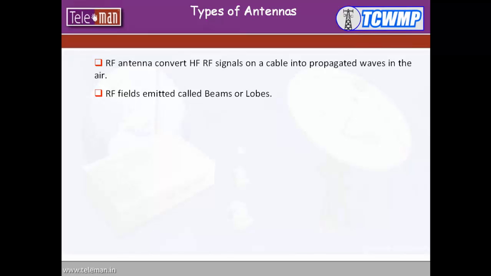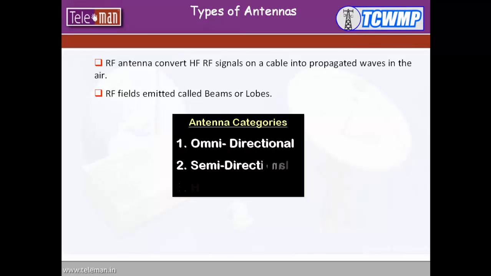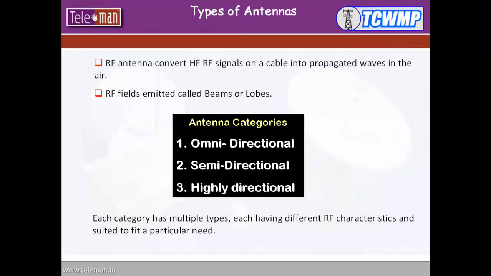Now we'll discuss different types of antennas. An RF antenna converts high frequency radio RF signals on a cable into propagated waves, and these RF fields emitted are called beams or lobes. Different types of antenna we use are omnidirectional antenna, semi-directional antenna, and highly directional antennas. Each category has several types, each having different RF characteristics and suited to fit a particular need.